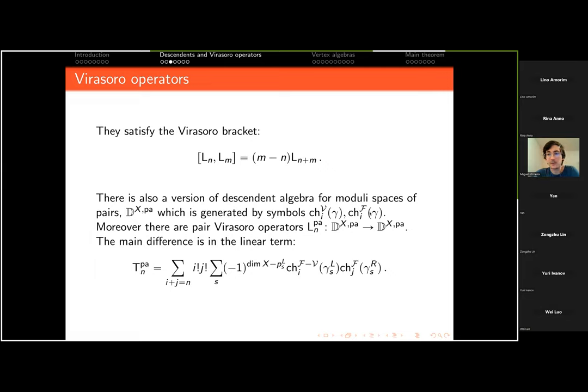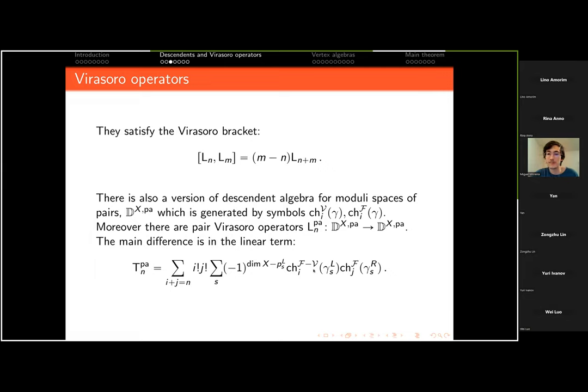And basically, when you have a universal pair, you have two universal sheaves, and so you can realize the first universal sheaf, and then this is the symbol you use, or you can realize the second universal sheaf. And also, there are pair Virasoro operators acting on this algebra, which are very similar, but the difference is basically related to the difference between the deformation theory of sheaves and deformation theory of pairs.